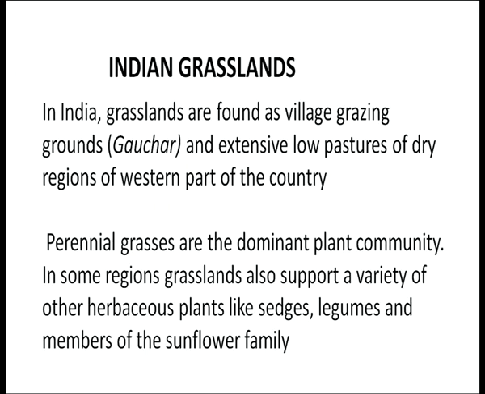Now, the other important biome or ecosystem of India is grasslands. In India, grasslands are found as village grazing grounds called gauchar and extensive low pasture of dry regions of western parts of the country. The perennial grasses are the dominant plant community. In some regions, the grasslands also support a variety of other herbaceous plants like sedges, legumes and members of the sunflower family.